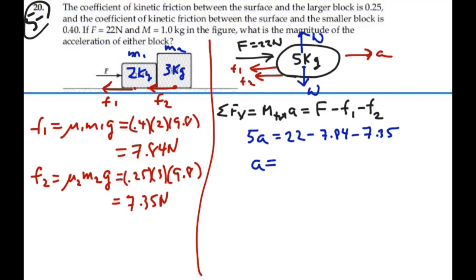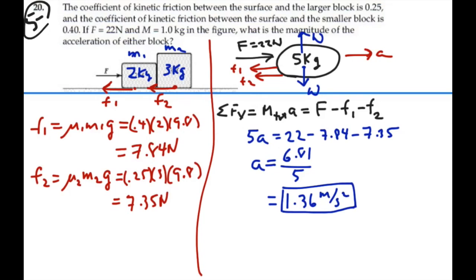So a is going to equal 22 minus 7.84 minus 7.35, which is 6.81, divided by 5, and that's going to be equal to 1.36 meters per second squared. And that will be the acceleration of both blocks, because they're both connected, they're both moving together, and so 1.36 meters per second squared is the acceleration.